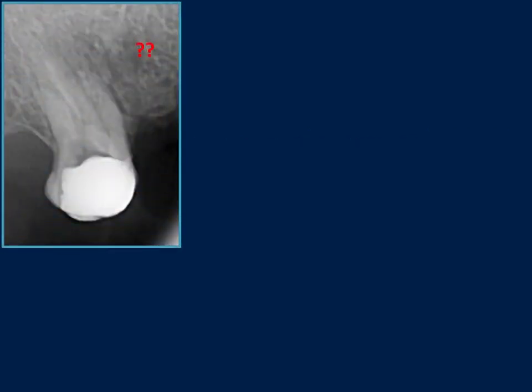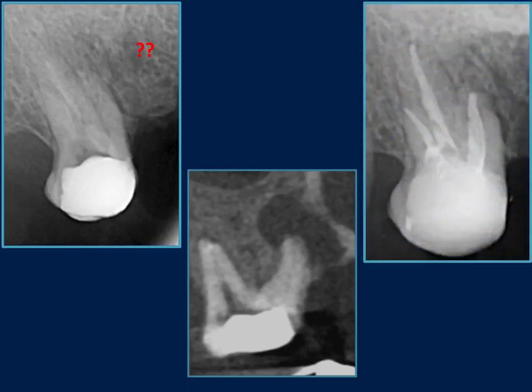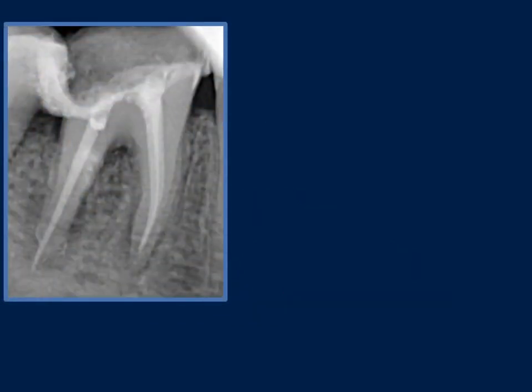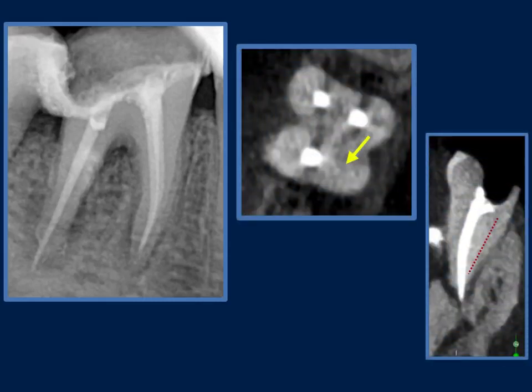Another case here, with the regular X-ray, you could not see anything. With the CBCT, you can see a huge periapical lesion, which justifies root canal treatment. Another usage of CBCT is that it will provide information about a missing canal. If you look at this X-ray here, you see good root canal treatment, but we have a lesion in the distal root. Why it happened, we do not know. Let's take cone beam. Cone beam will show me there is a missing mesiolingual canal and distolingual canal, which needs retreatment.